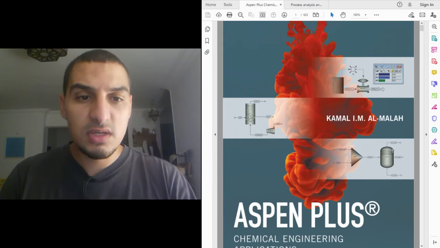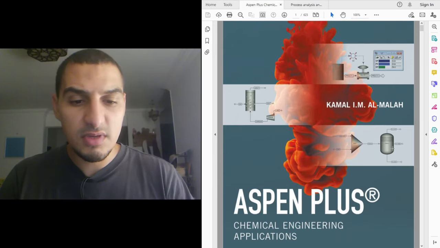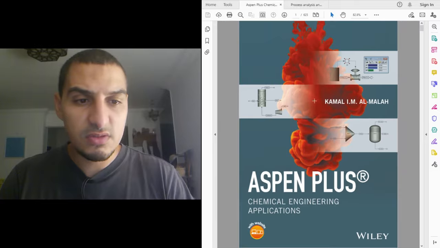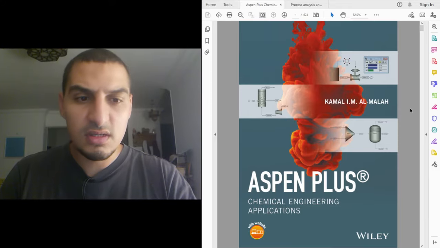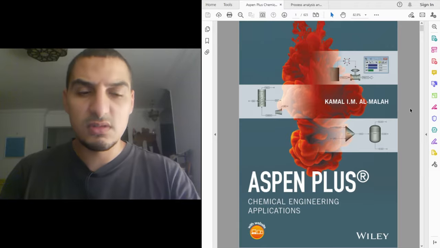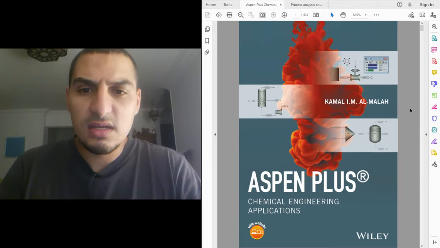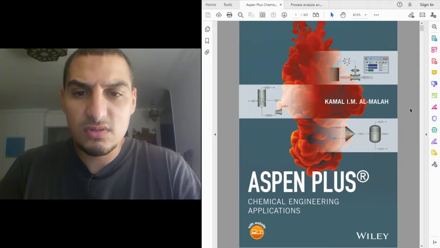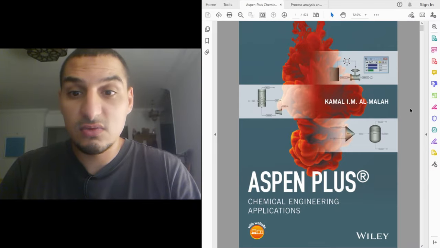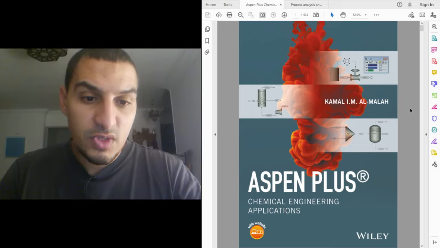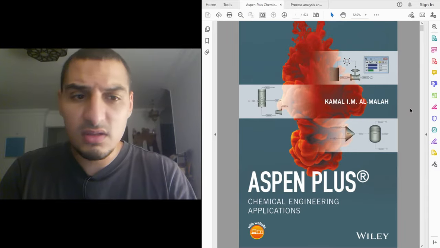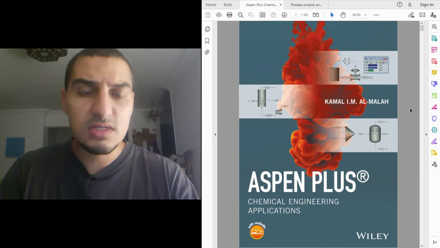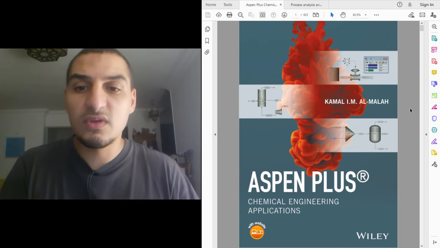The other textbook is called Aspen Plus Chemical Engineering Applications. It's authored by Kamal Al-Malah. He's a professor, but his work was mainly on software. He has other textbooks about MATLAB and other software. So he's very talented and good at these kind of things. This textbook is split in the same way as the other textbook, into parts, and each part covers one specific field of chemical engineering.